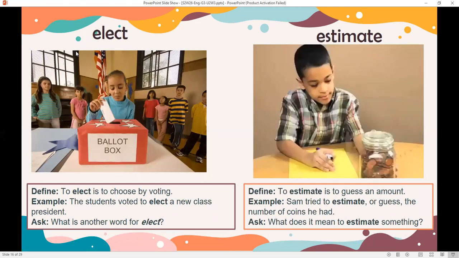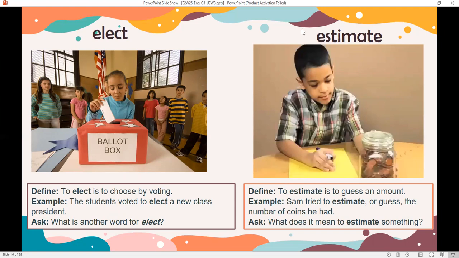Elect. I have the word elect. To elect is to choose by voting. So elect means choosing, okay? But you choose by voting. It means you write the name of the candidate on a piece of paper and then you put it in this box, the ballot box. The students voted to elect a new class president. What is another word for elect?